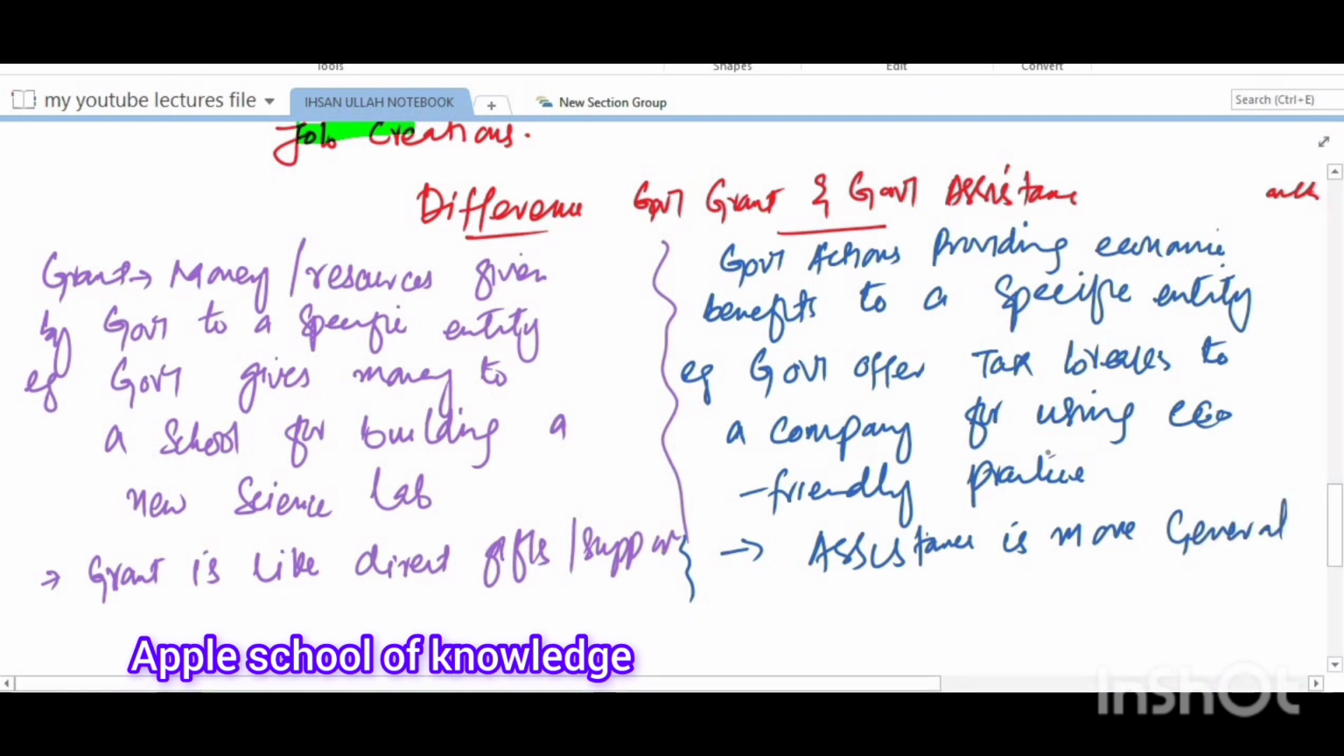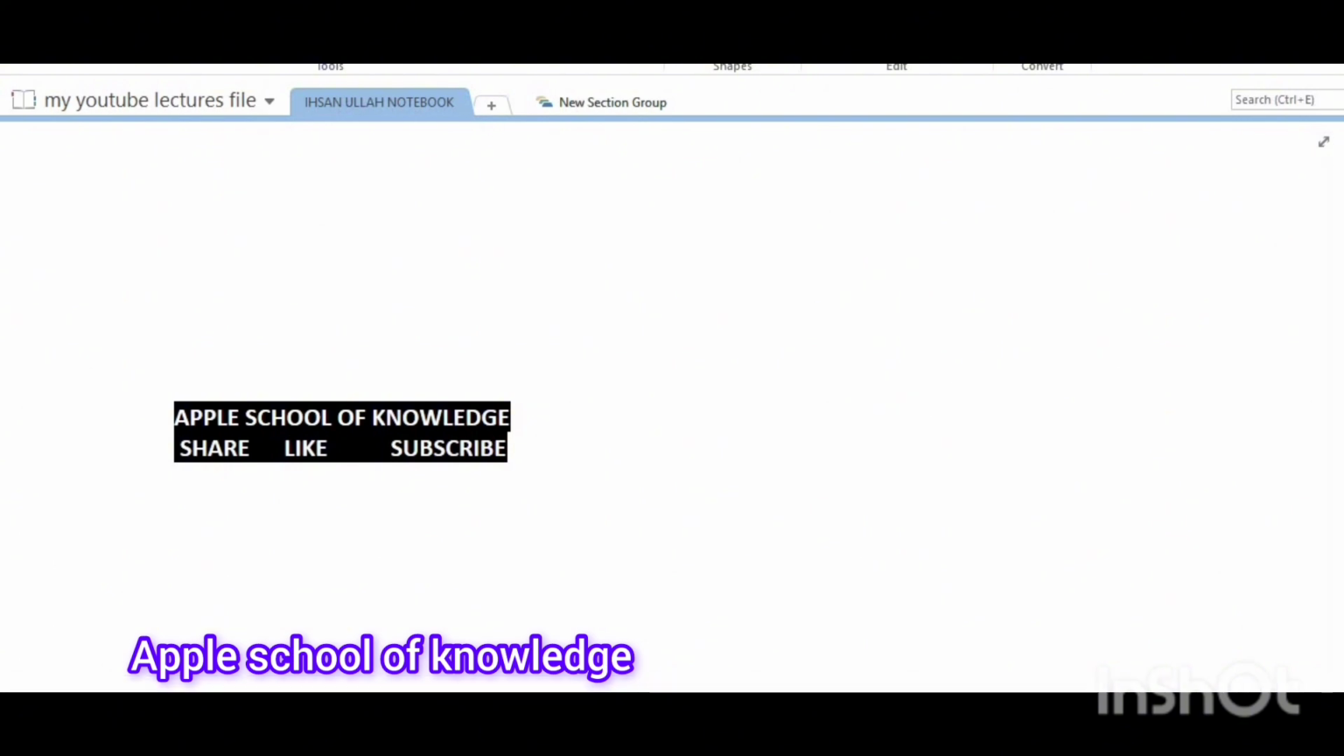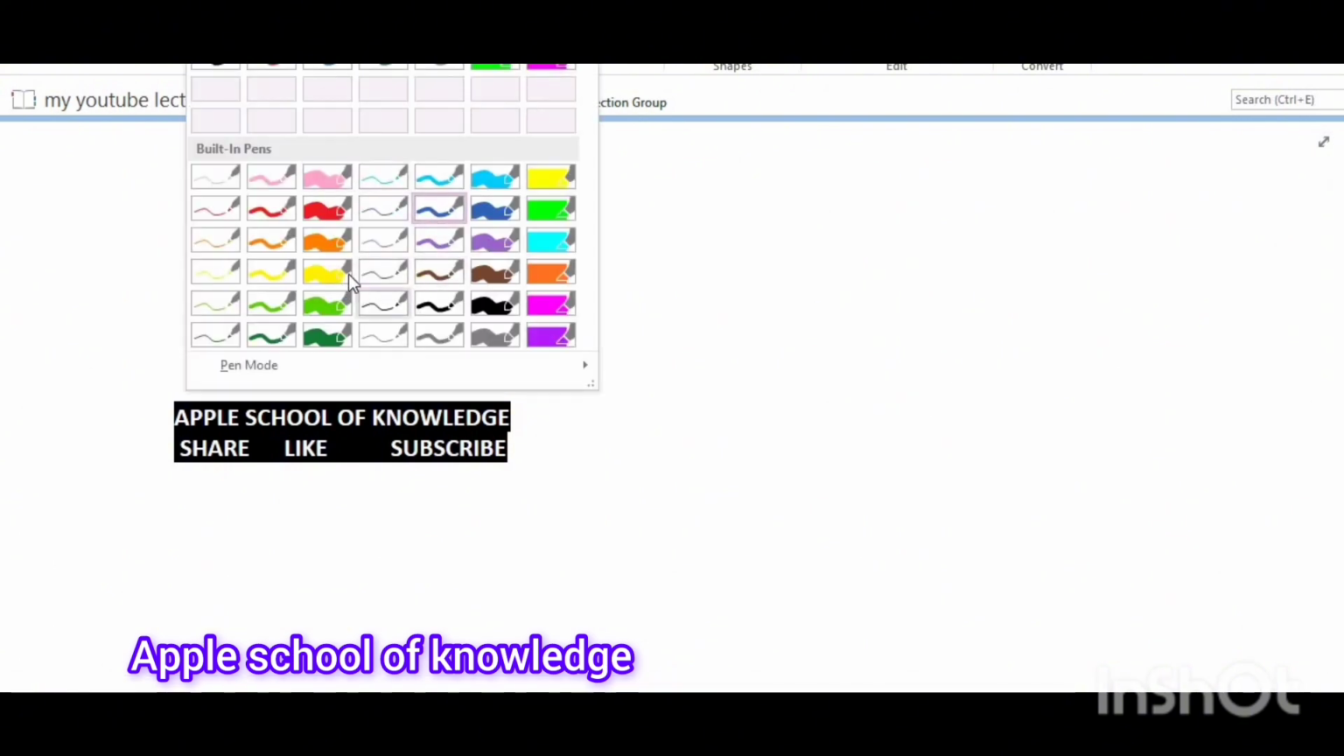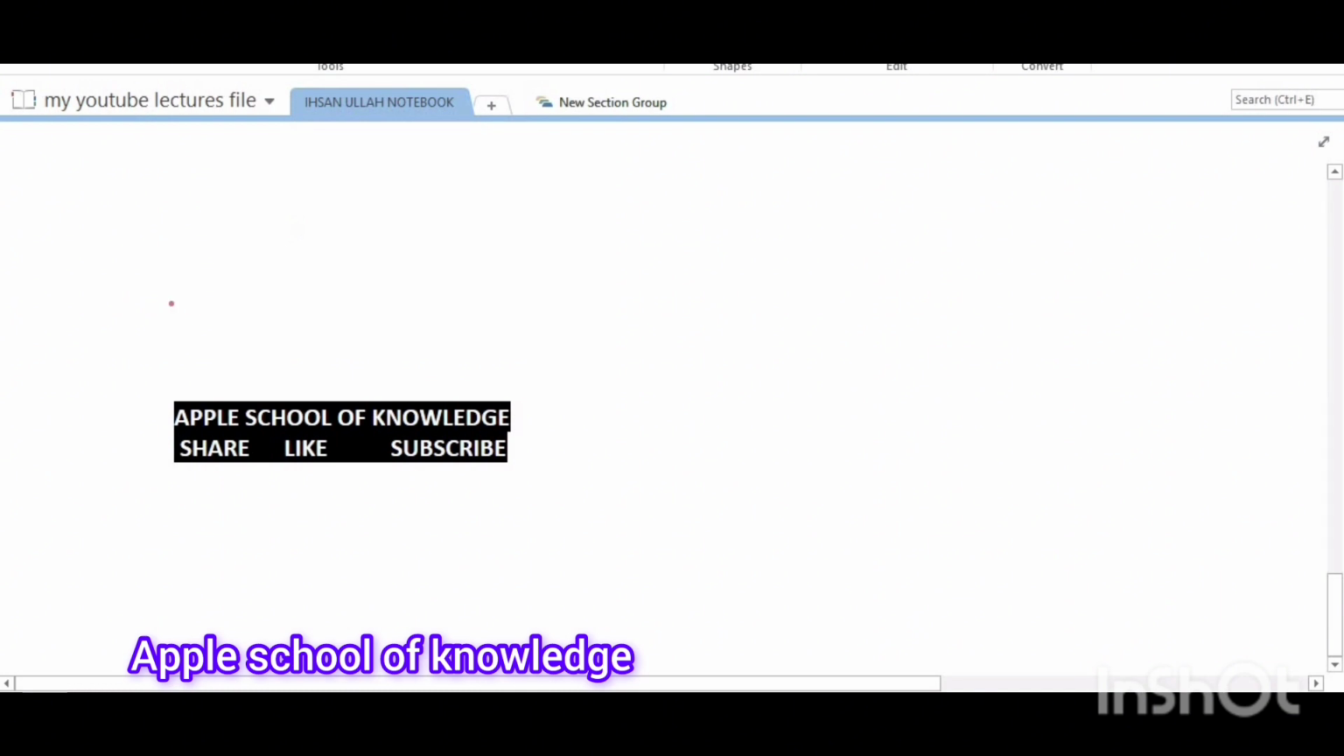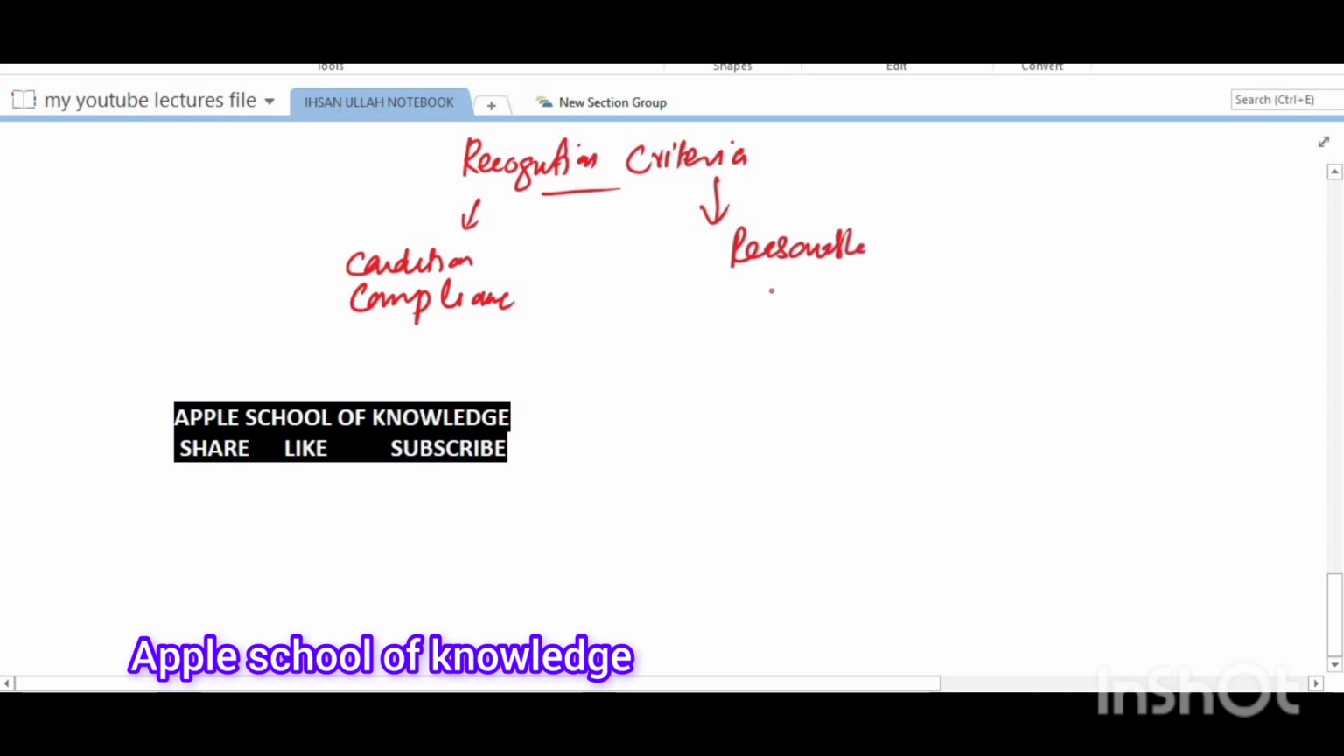Now let's come to the exact point. I think we have already understood the concept of what a grant is and what government assistance is. Now let's move on to what we actually have to be concerned about regarding this paper. The first thing is recognition criteria, when you recognize the grant. So we have two options. The first one is condition compliance, and the second thing is reasonable assurance.